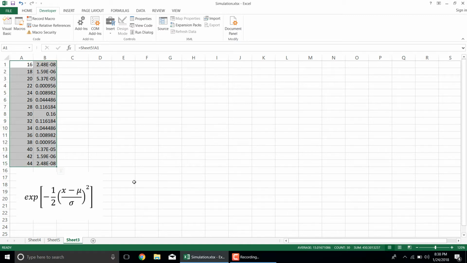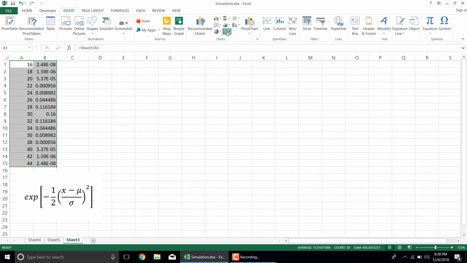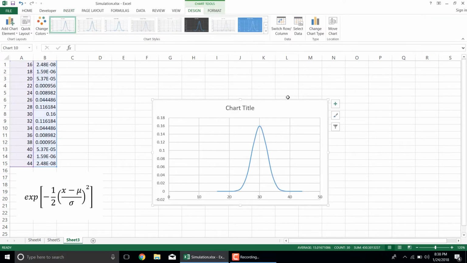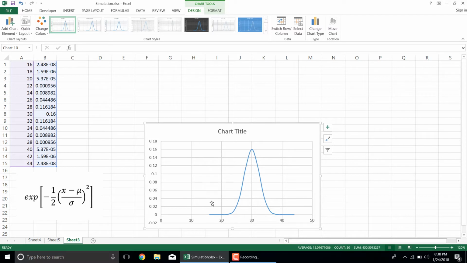Hello, here we have a dataset that follows the normal distribution. How do we know that it follows the normal distribution? Well, we can insert a scatter plot and check. The scatter plot clearly shows that the data follows a normal distribution.